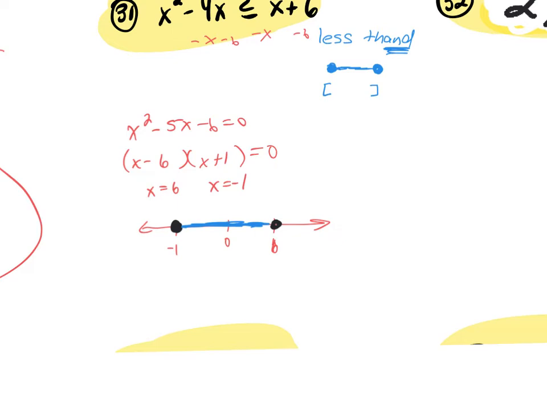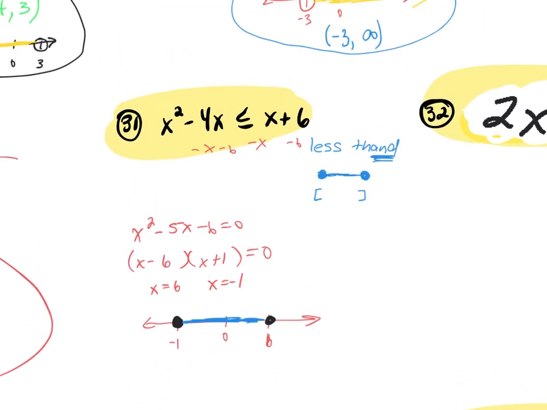So when you plug 0 into the original, should it work? Yes. How come? Because it's colored in. So go back up to the original. I have 0 squared minus 4 times 0 less than or equal to 0 plus 6. So this, guys, is 0 less than or equal to 6? Yes, it is. So that is true.